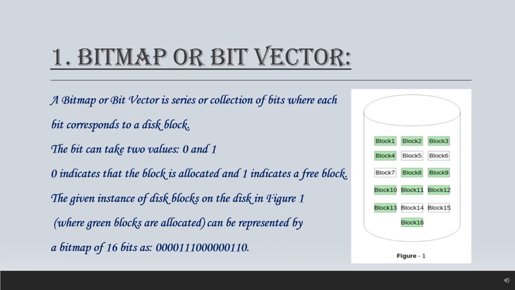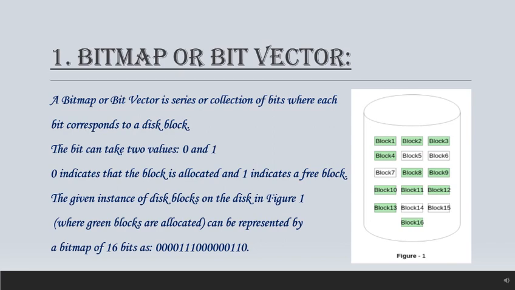We know that hard disks contain a collection of blocks. In these blocks, the file information will be stored. Here, each block is represented by a bit. If the bit is 1, then it specifies that the block is free. If the block bit is 0, then it specifies that the block is occupied.